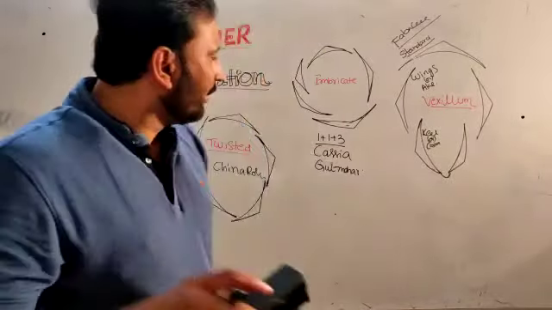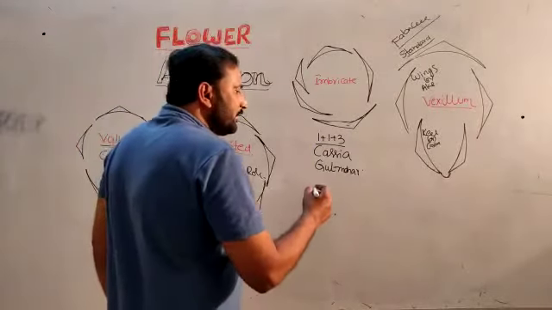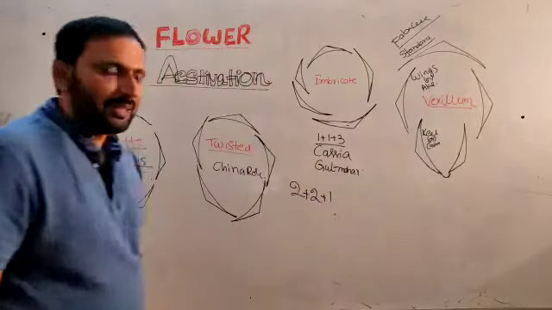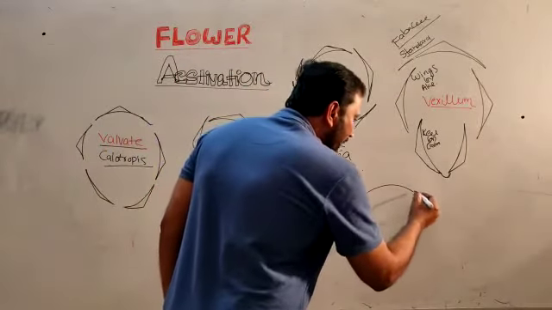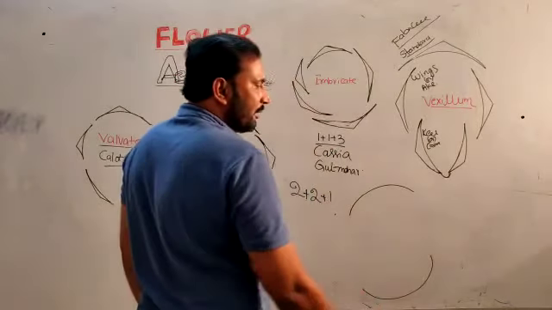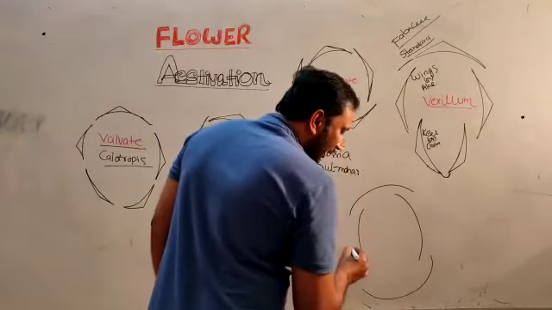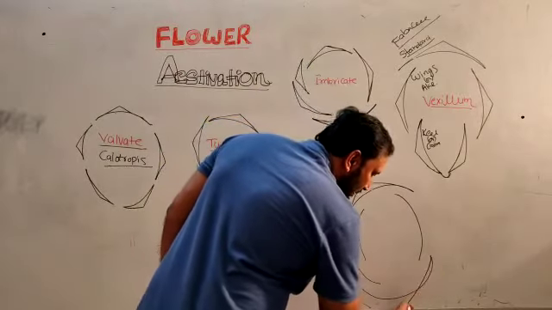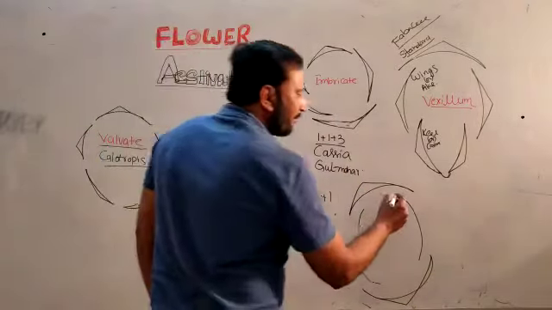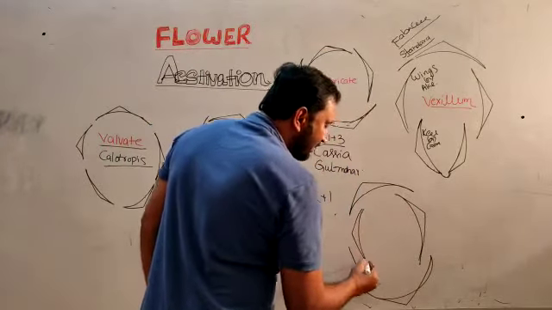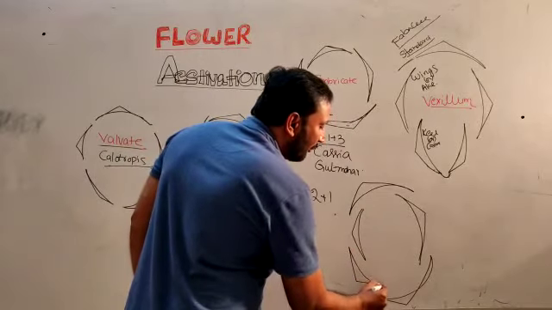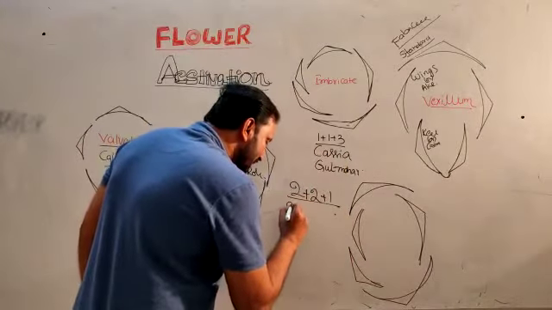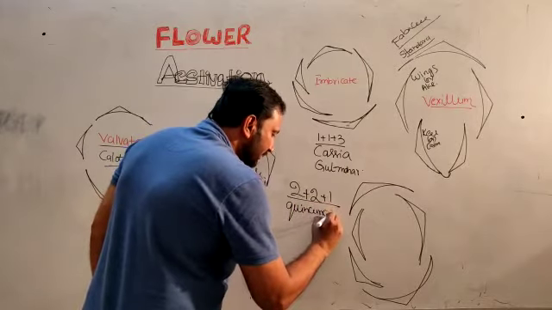And one more is quincuncial aestivation. In quincuncial aestivation, I am giving the code 2+2+1. 2+2+1 means two perianth lobes are completely outside, two are completely inside, and one is overlapping. So here this perianth lobe and this perianth lobe are completely outside, and these two petals are completely inside, and one is overlapping. This arrangement is called the 2+2+1 arrangement. This aestivation is called quincuncial aestivation.